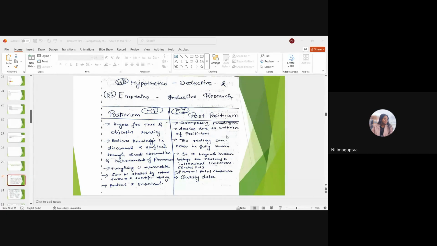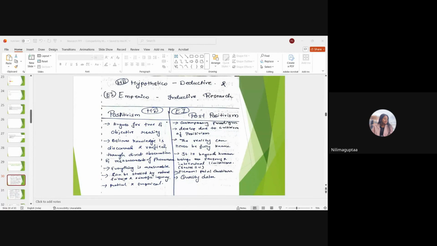Now, what is positivism? Whenever the positivists talk about it, they say all the reality that we can see in this world, all those tangible things, can be discovered and verified. They argue for a true and objective reality, and they say all of this can be discovered and verified through direct observation and measurement of phenomena. Everything is measurable. This is the belief of positivism.